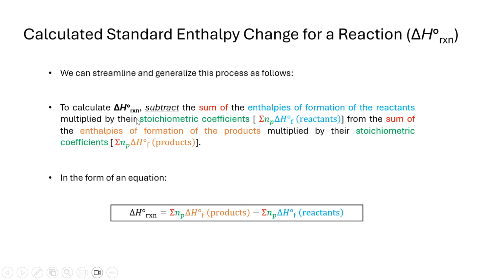If you want to calculate the standard enthalpy change for a reaction, delta H reaction, you subtract the sum of the enthalpies of formation of the reactants multiplied by their stoichiometric coefficients from the sum of the enthalpies of formation of the products multiplied by their stoichiometric coefficients, okay? So you're basically just using this equation, products minus reactants, to get the delta H of the reaction. Really simple, not complicated at all. Let's do a practice problem related to this so you can actually use this equation.